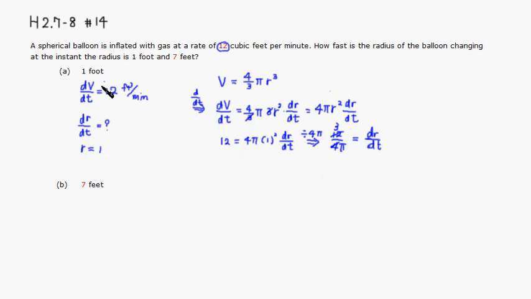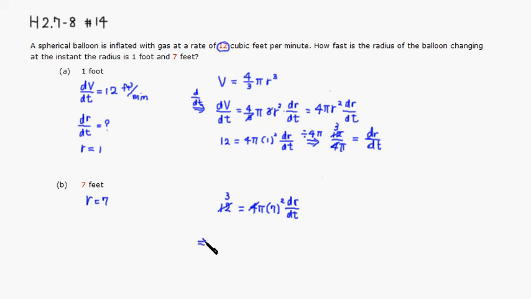Everything else is the same except that r is equal to 7. So what we have to do is just put 7 instead of 1 in there. So dV over dt is 12, equal to 4 pi times 7 squared dr over dt. Same equation. You can cancel out 4 and 12, so that gives you 3.